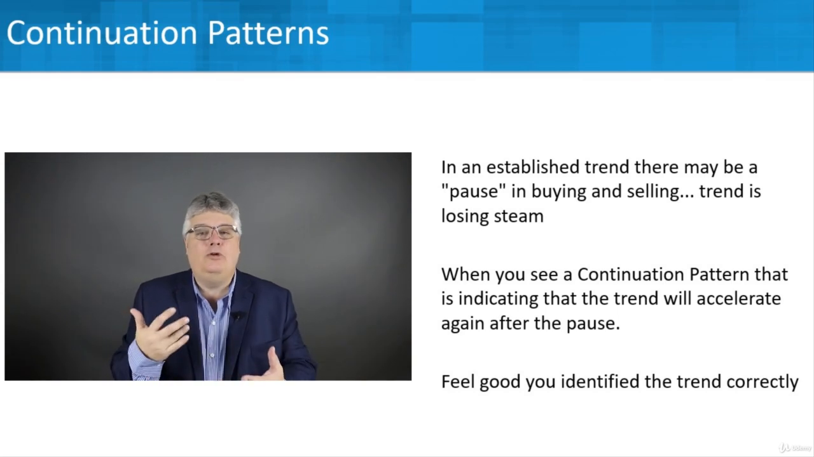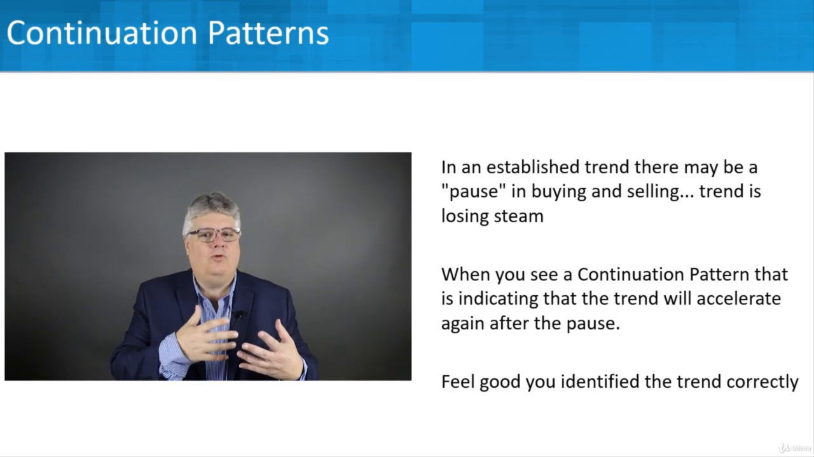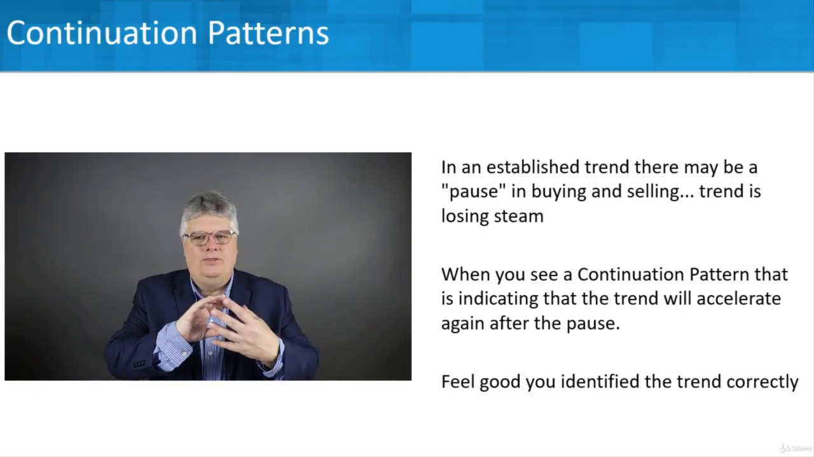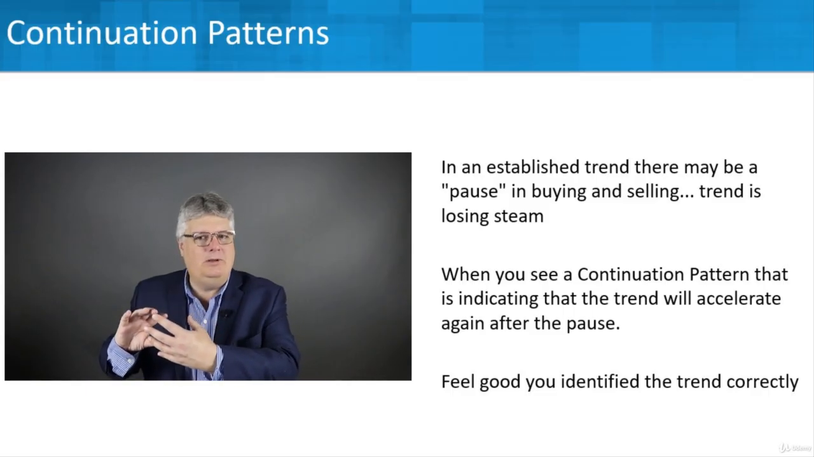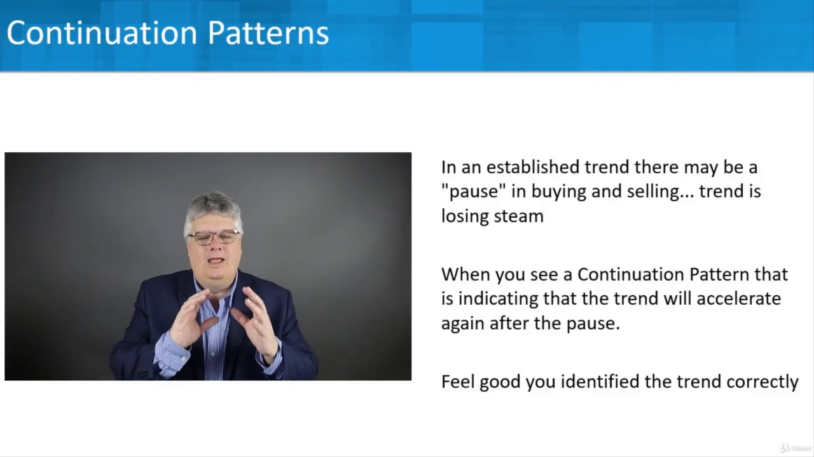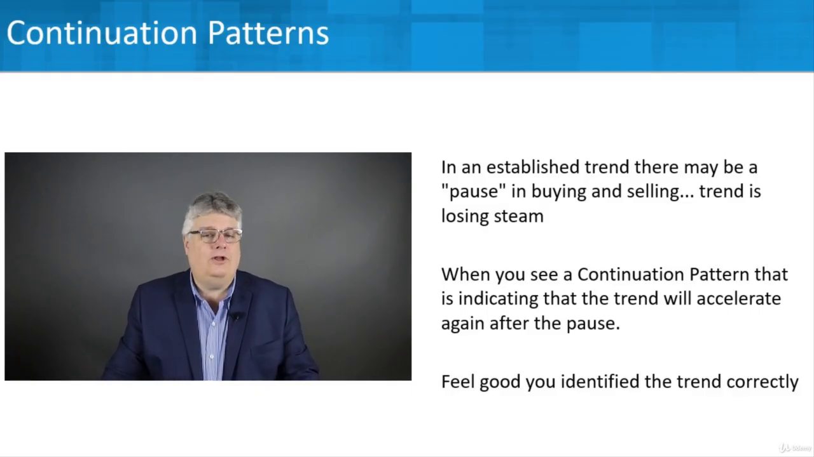And when you see a continuation pattern, that is indicating that the trend will accelerate again after the pause. So let's use that example of an uptrend. Let's say you've got an uptrend going up. There's a pause, so prices stabilize or go sideways, maybe down a little bit, and then with a continuation pattern, they would keep going up. That's the idea of a continuation. When you are investing off a trend and you see a pattern there, you can feel good that you've identified the trend correctly, because it's a continuation trend. So you can feel good about that: okay, I have a really good handle on this particular security and how it is trading at this moment in time, because I see the trend, but I also see the continuation pattern reinforcing that. And we can make trading decisions around that as well.